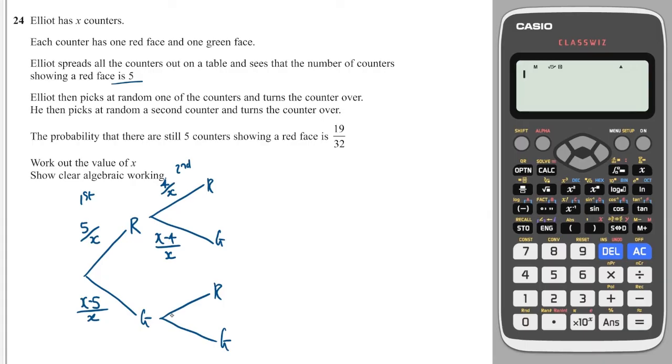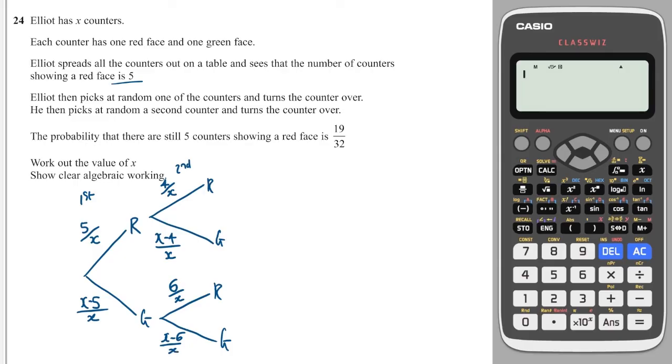Okay, great. And now if I picked a green, then that would have flipped over one of the greens to turn it red, which means there are now 6 reds to pick from. And again over x, because the number of counters doesn't change. You don't take any away, you just flip them over, so it's still over x. And if I've picked a green, then that means there is 1 less green for me to pick next time, so it's x minus 6 over x.